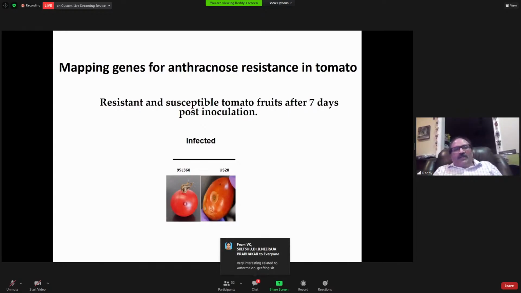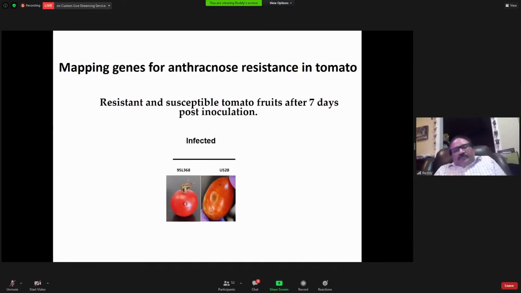Most importantly, in genomics, we need to identify genes for disease resistance. So here are two tomatoes. This one is resistant to anthracnose, and this one is susceptible. These are 7 days post-inoculation, pierced with the spores. And here is a little bit of response. And here is the susceptible plant. The cultivar has a huge anthracnose attack.